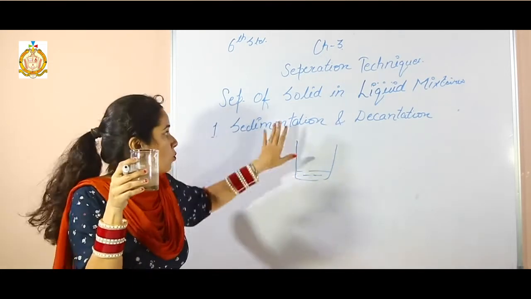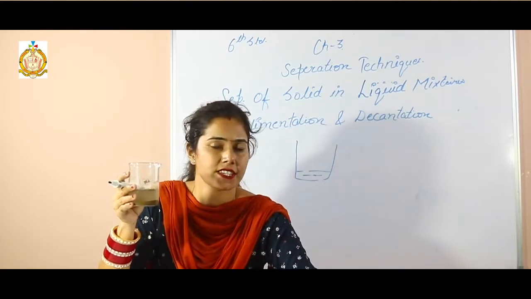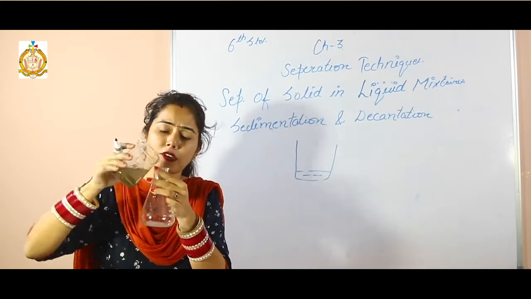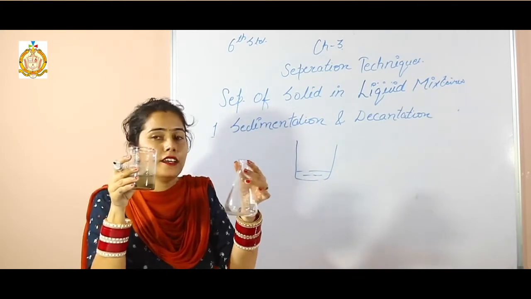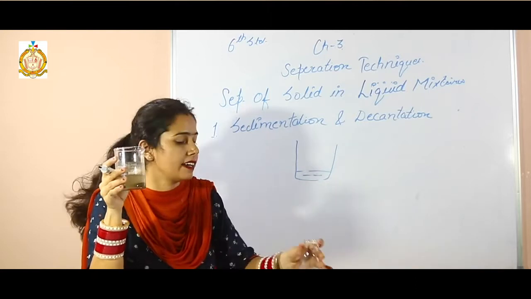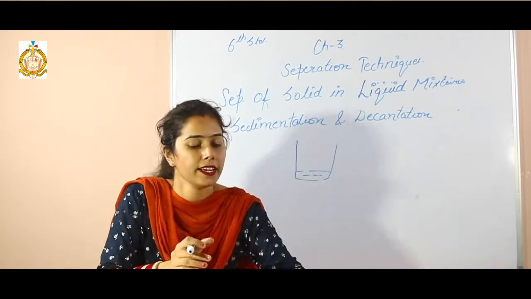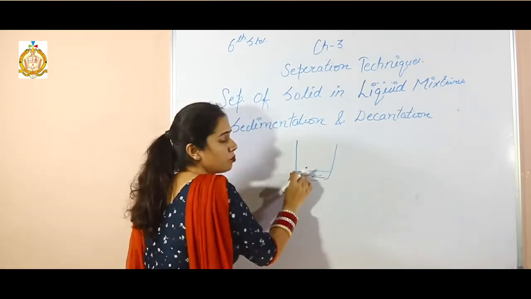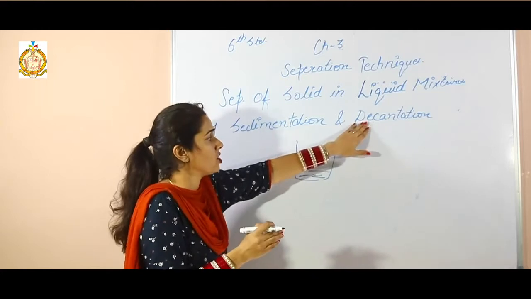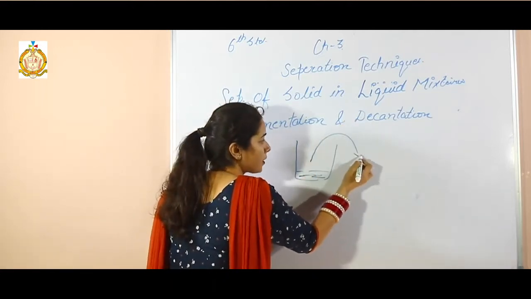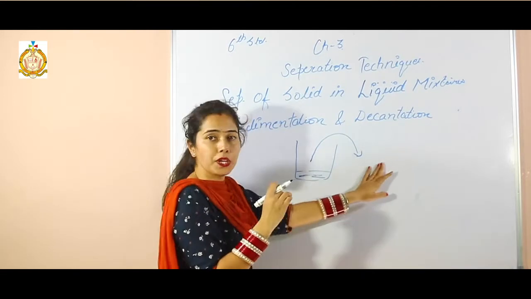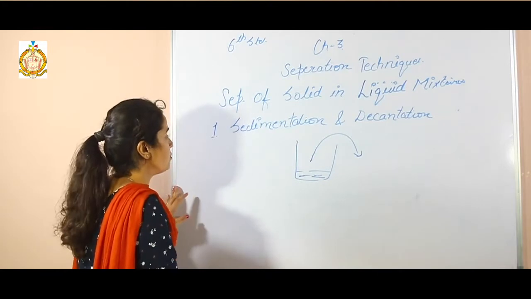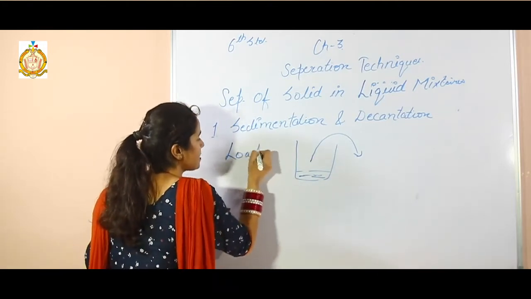And what is decantation? Decantation is when we pour the pure liquid into another container. This pouring is known as decantation. So, is it clear what sedimentation and decantation are? Sedimentation means settling down of any component, and decantation means when we take this pure liquid into another container.